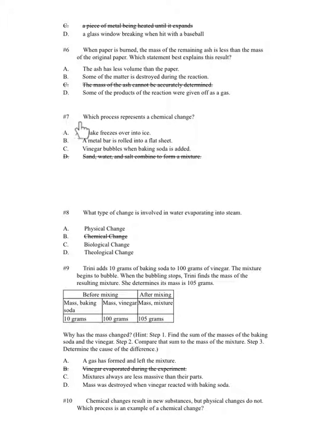Number 7. Which process represents a chemical change? A. A lake freezes over into ice. B. A metal bar is rolled into a flat sheet. C. Vinegar bubbles when baking soda is added. D. Sand, water, and salt combine to form a mixture.